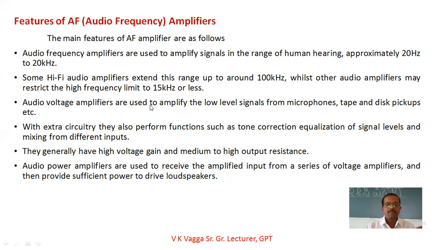And audio voltage amplifiers are used to amplify low level signals either from the microphones, or from the tape, or from the disc pickups, etc. With the extra circuitry they also perform functions such as tone corrections, equalization of the signal levels, and mixing from the different inputs. They generally have a high voltage gain and a medium to high output resistance. The output resistance may be high or medium, but the voltage gain is always high here in the audio frequency.